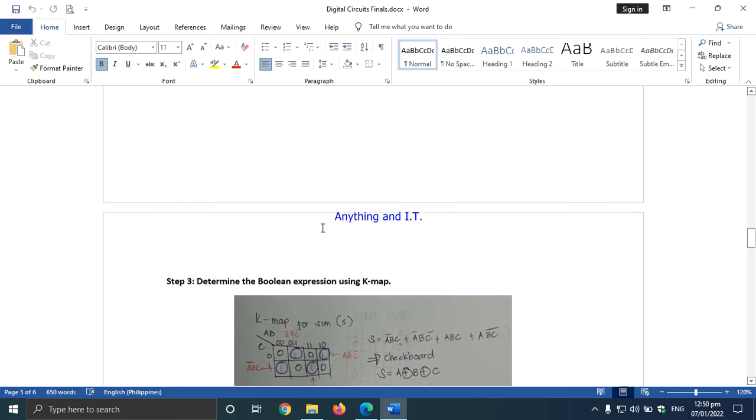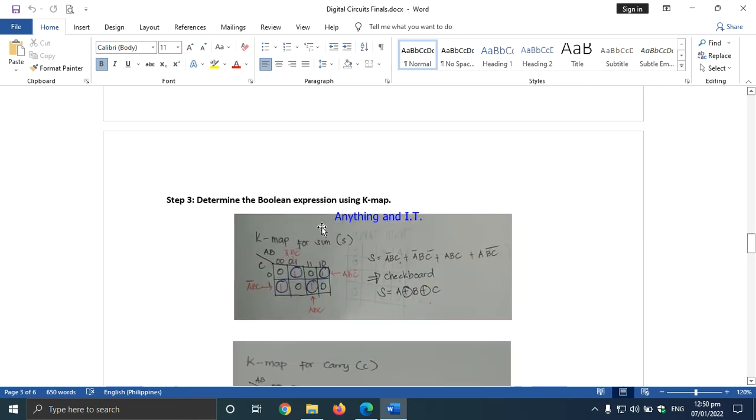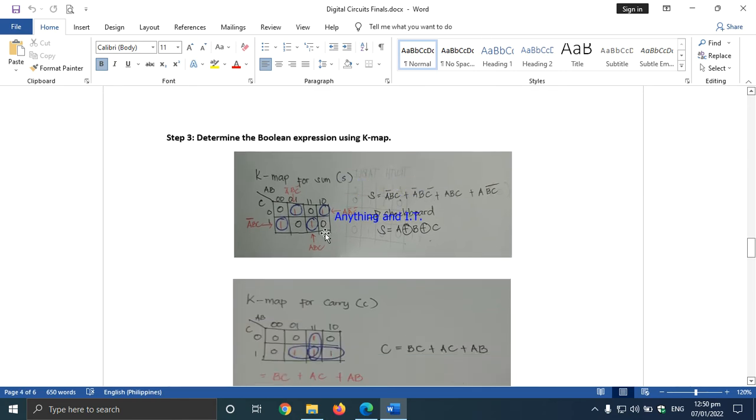Okay? So, step 3, we're going to determine the Boolean expression using our K-map. Same as before.